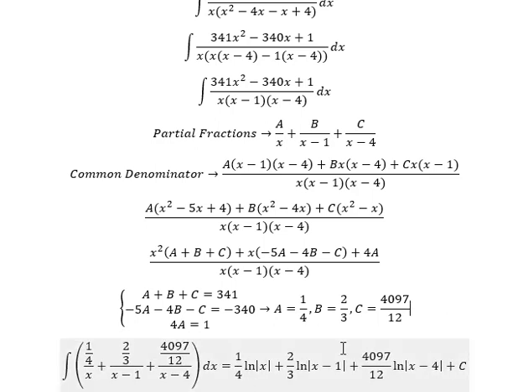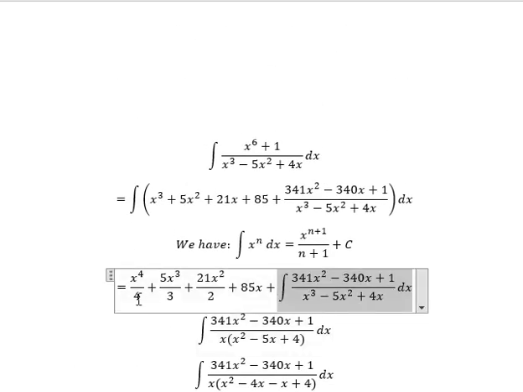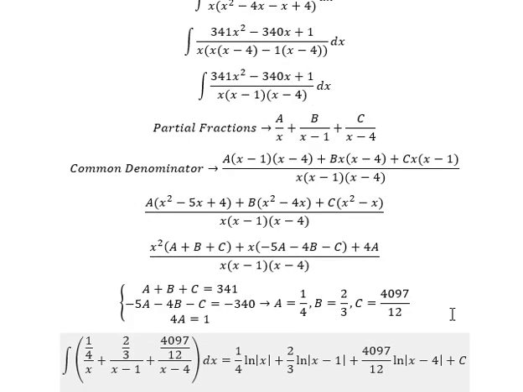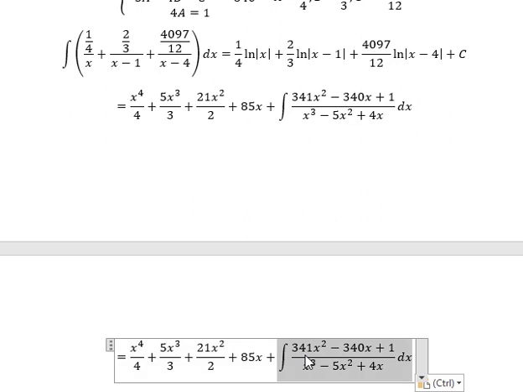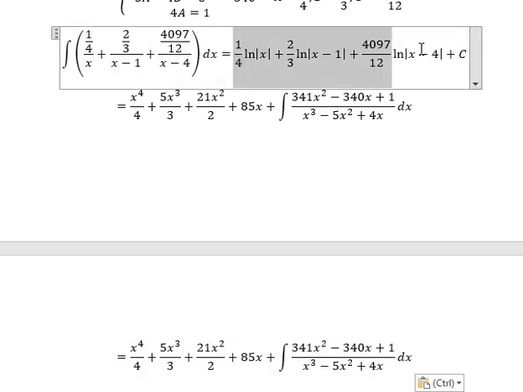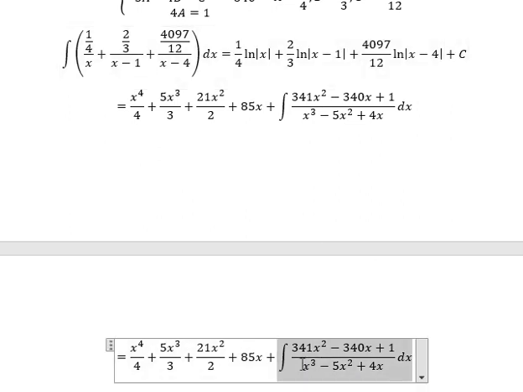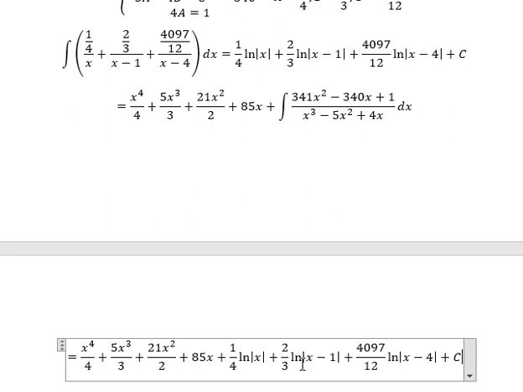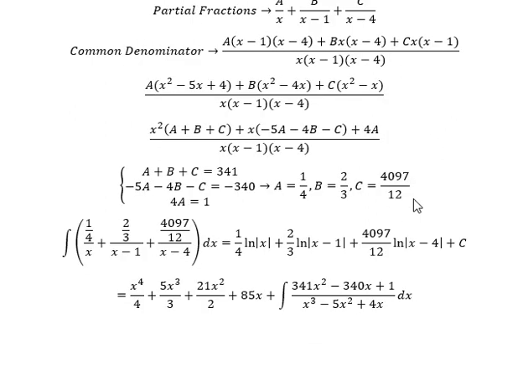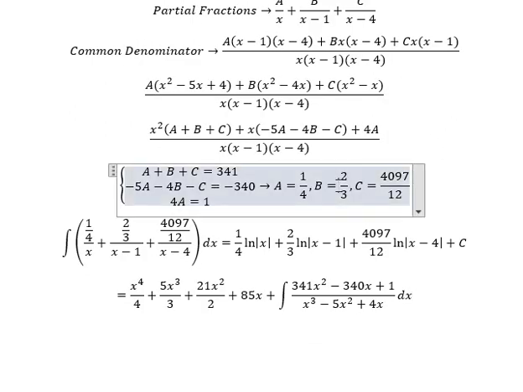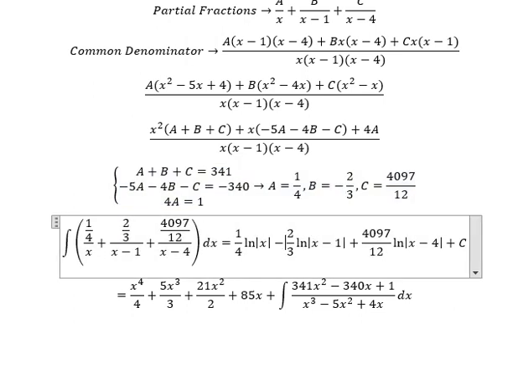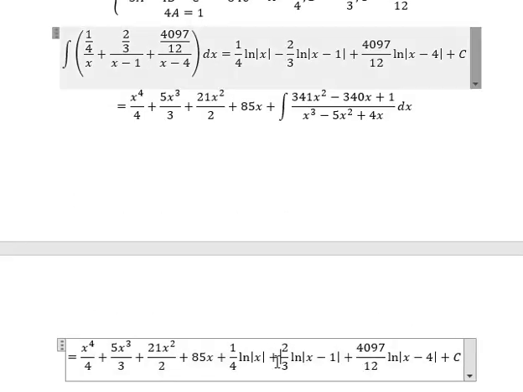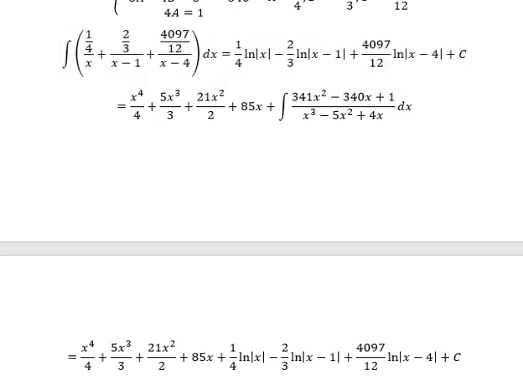So we put this one go in here. So the integration of this one, that is about this one. I need to put negative in here. It's missing in here. And this is the final answer. This is the end.